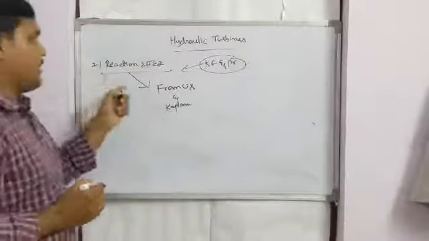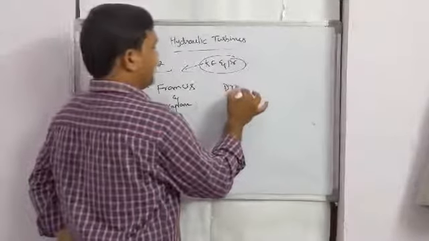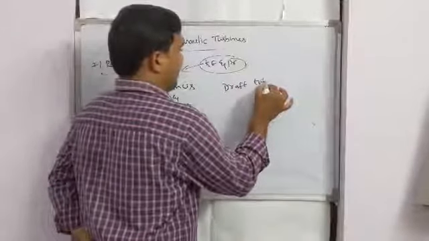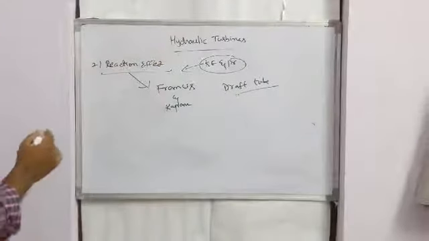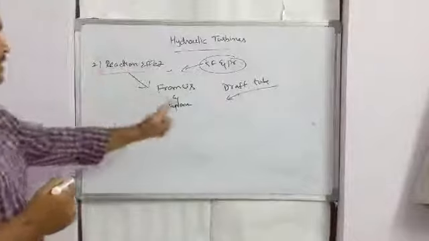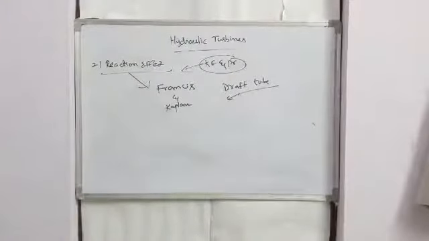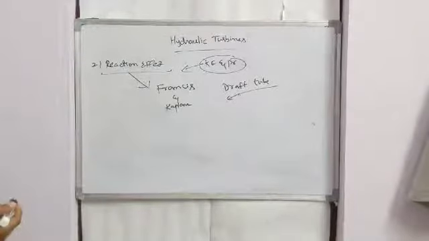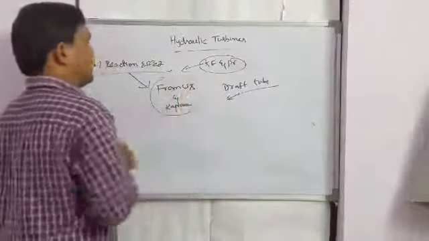When there is a reaction effect, definitely we should provide a draft tube. By providing a draft tube, we can increase the effective head. So for a reaction turbine, definitely we should install a draft tube. For an impulse turbine, there is no such requirement of a draft tube. These are the most common examples of reaction turbines.